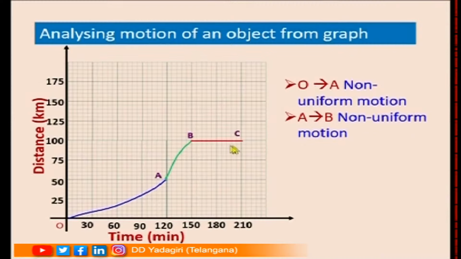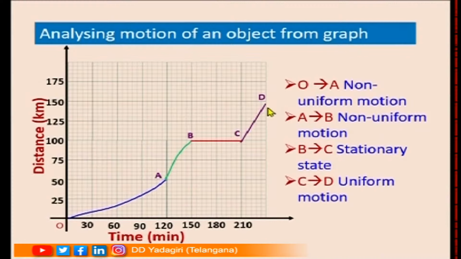B to C, what do you observe? Here a straight line parallel to the x-axis. It means B to C is a stationary state, it is at rest. And C to D, yes, it is a straight line, it is uniform motion. So by observing the graph, whether it is a curve, a straight line, or parallel to the x-axis, we can easily say which type of motion it is: uniform motion, non-uniform motion, or at rest.